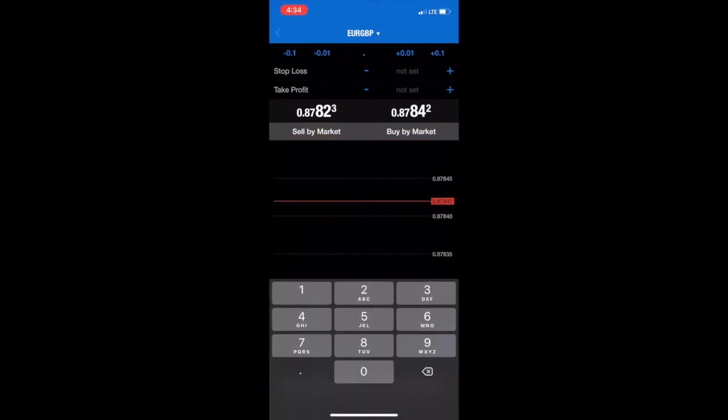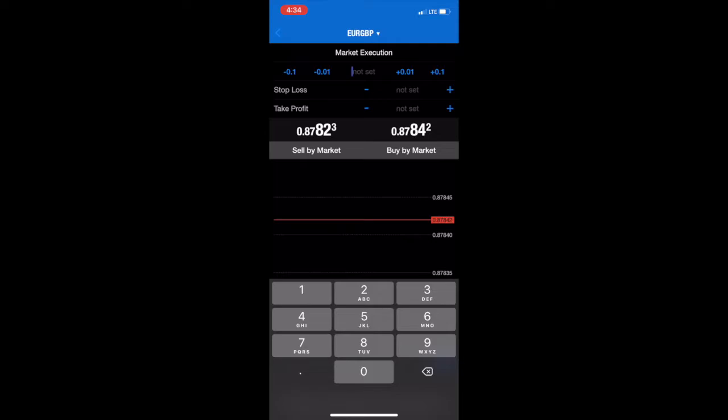Lot sizes are really just how much you are risking as a trader in the market. So how much money you're risking. So you're going to be putting that in the middle there. As you can see, this is where you put your risk. Now I'm going to be talking about what the lot sizes actually mean.